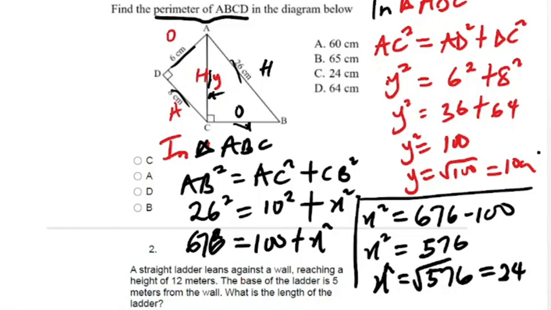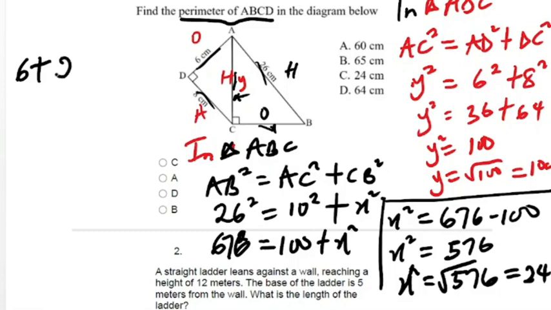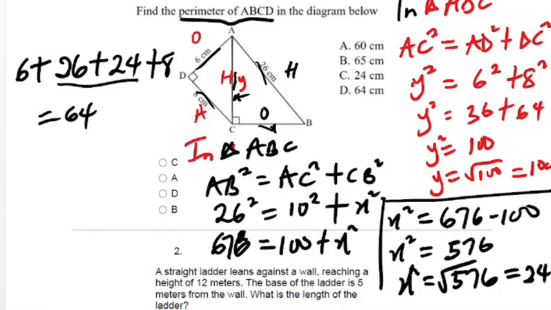We are asked to find the perimeter of this shape. So that means we're going to say 6 plus 26 plus 24 we just got, plus 8. Those are the four sides we have there. So 6 plus 26 is 32, plus 24 is 56, plus 8 gives 64. So that is the answer, 64, option D. You can see that if you are not careful and you pick 24, you'll be wrong. So that is that on that one.